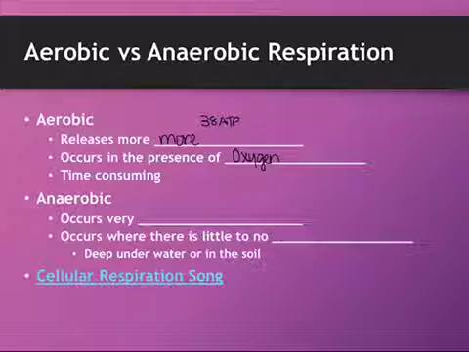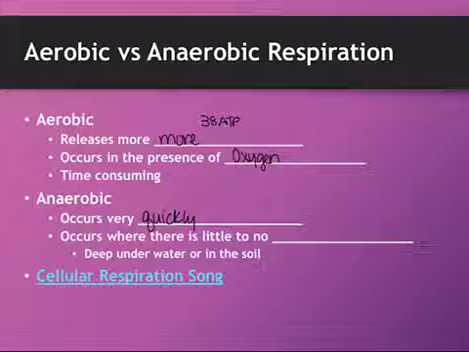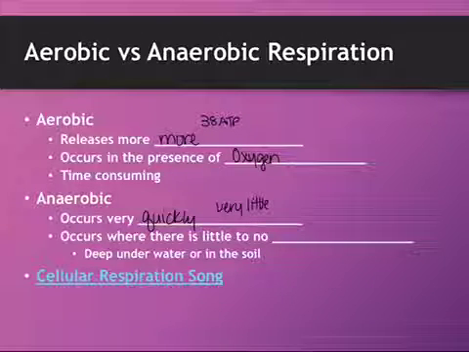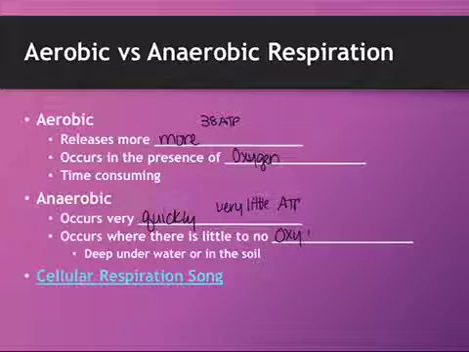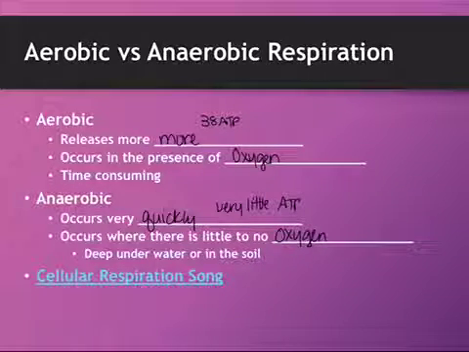Anaerobic, on the other hand, happens very quickly, but we don't get much ATP. So we get very little ATP. And this happens when there's no oxygen available. And so this is very important deep underwater or in the soil when there's very little oxygen. So that's just a look at some of the chemical reactions that happen inside living organisms.